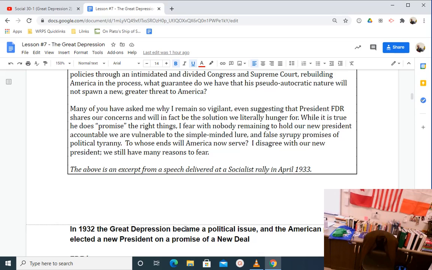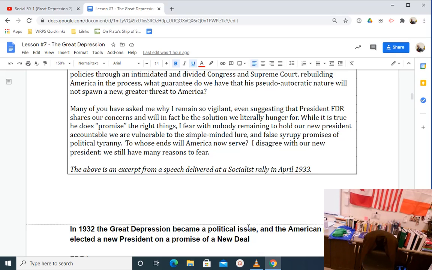While it is true that he does promise the right things, I fear, with nobody remaining to hold our new president accountable, we are vulnerable to the simple-minded lure and false promises of political tyranny. To whose ends will America now serve? I disagree with our new president. We still have many reasons to fear.